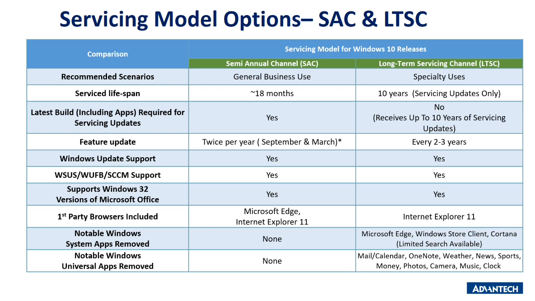SAC is closer to the commercial Windows 10. You do find inbox apps pre-installed and it receives feature updates every 6 months. Simply speaking, you can just see it as an upgrade of Windows 10 Pro. Though for embedded or industrial applications, we normally recommend LTSC in order to avoid any OS hassle after your OS deployment.